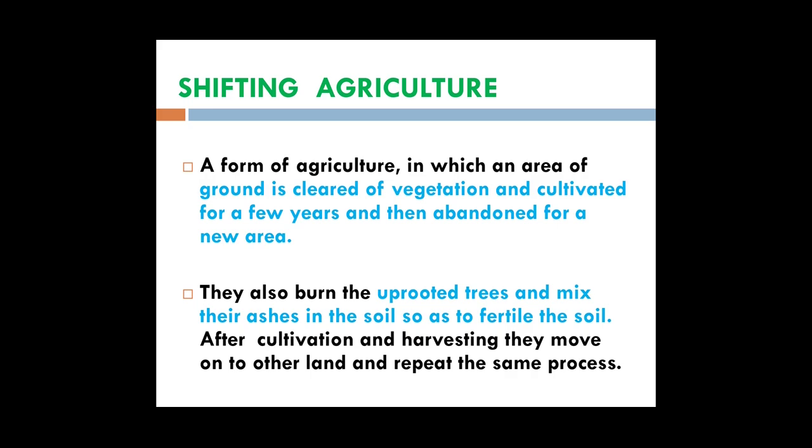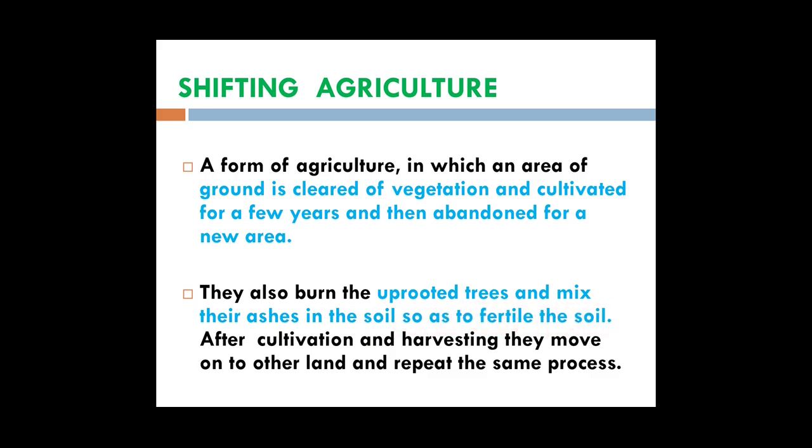new area. So the land which they have abandoned is left fallow, is left without any vegetation, so it is highly prone to soil erosion. So it is considered to be an unscientific method of cultivation. They also burn the uprooted trees and mix their ashes in the soil so as to make the soil fertile.